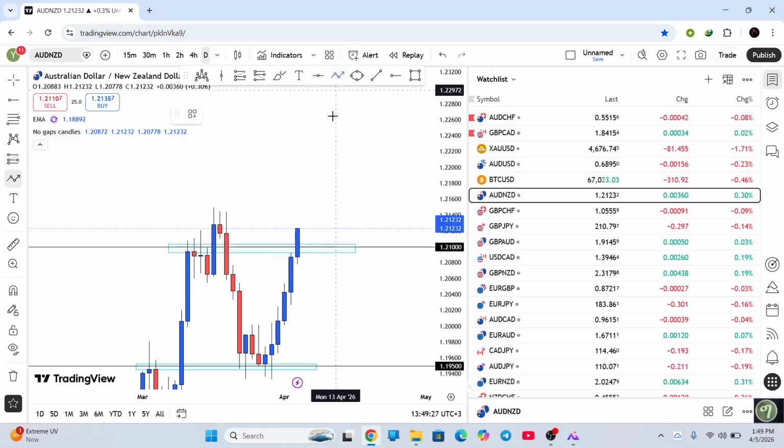So if the pullback doesn't reject from this area of interest, we always wait for the rejection. Okay, that's how you know they finished the race. Do you understand what I'm saying, right?